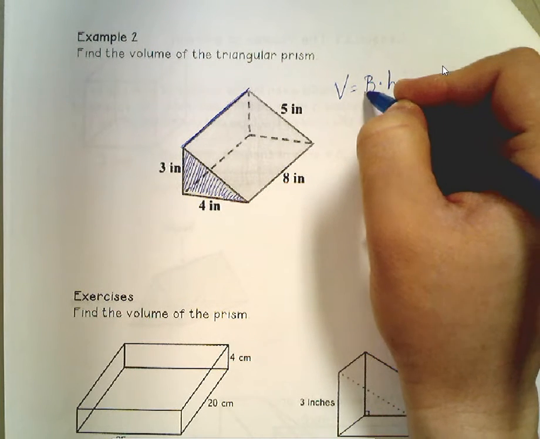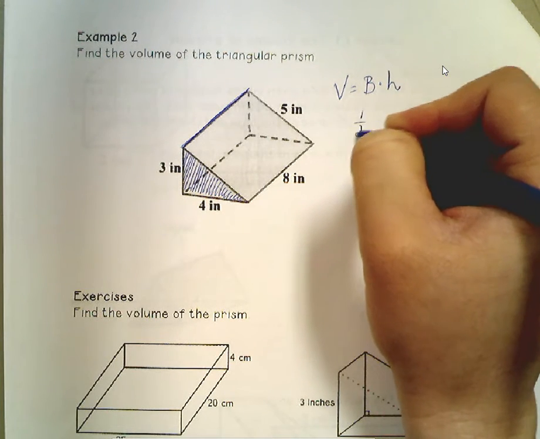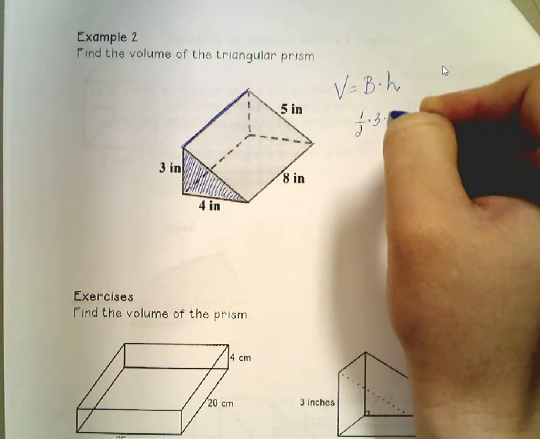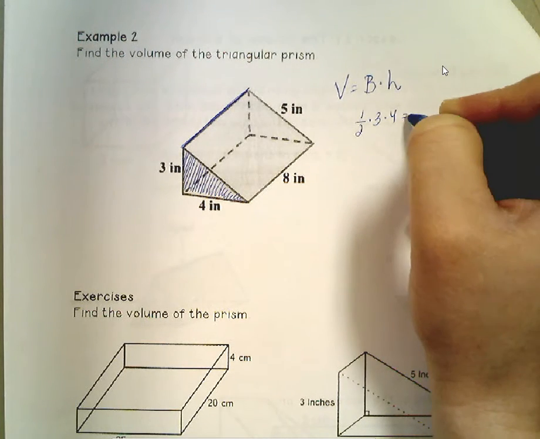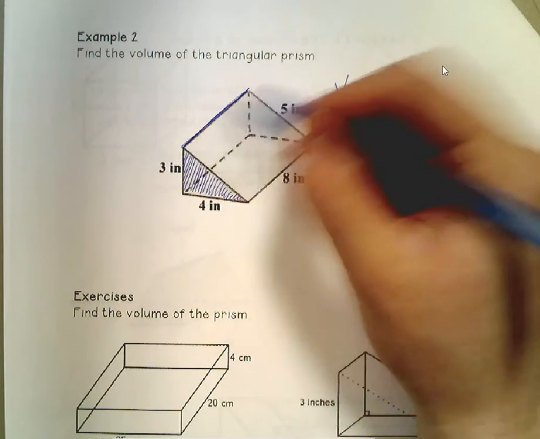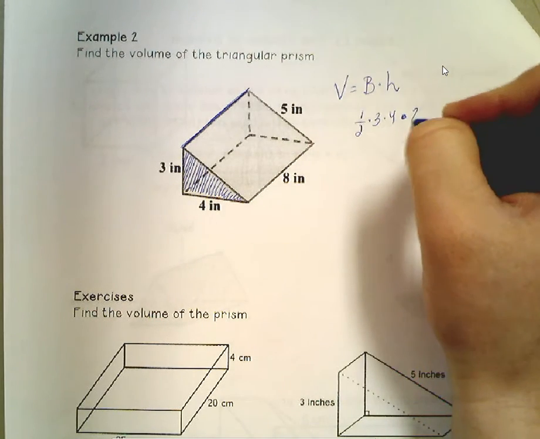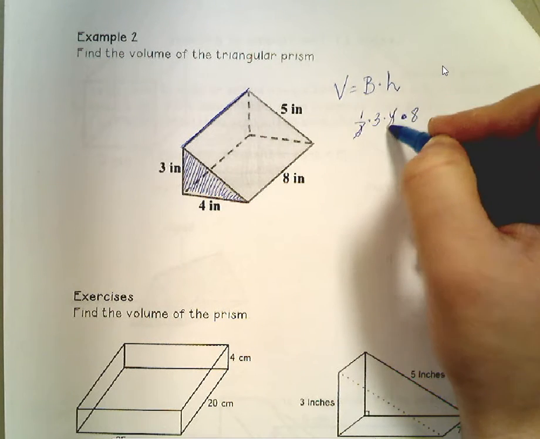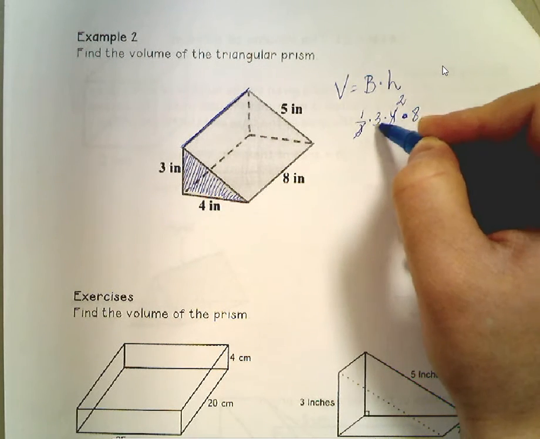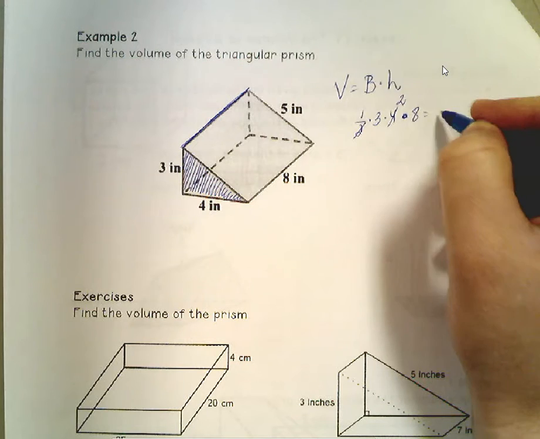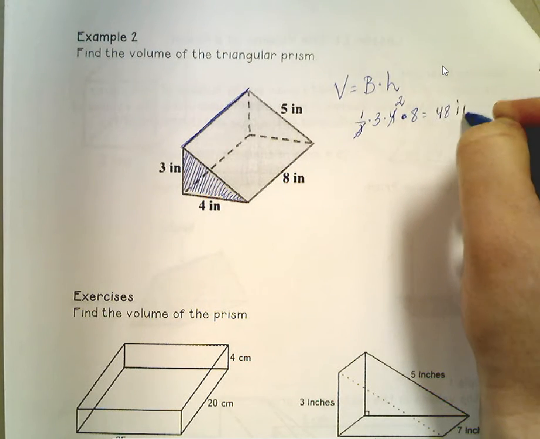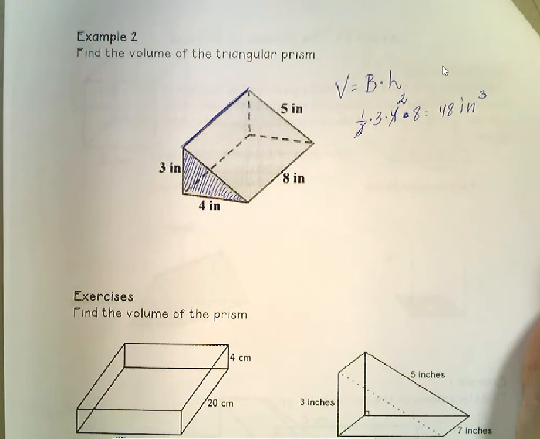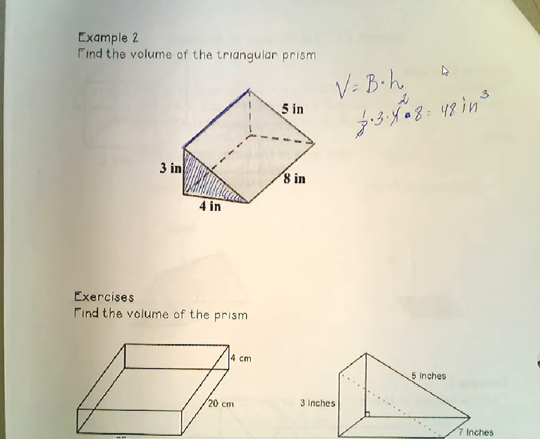To find the area of the base, I will multiply 1/2 by 3 by 4, and I will multiply that by the height of the prism, that is 8 inches. Let's just simplify 2 and 4. And so I will have 6 times 8, 48 inches to the third power. That is pretty much it. That's how we find volume. I will leave it up to you to do the exercises.